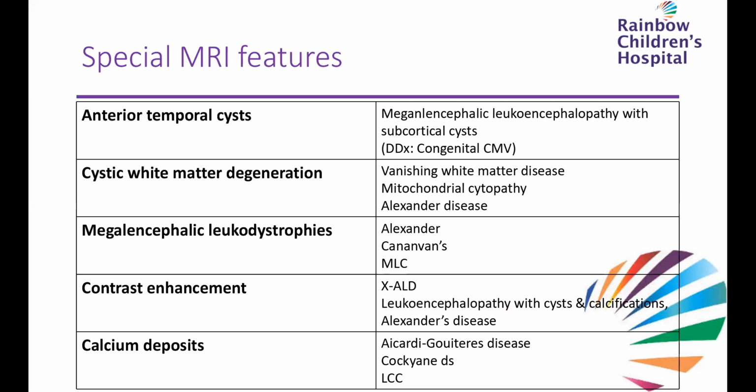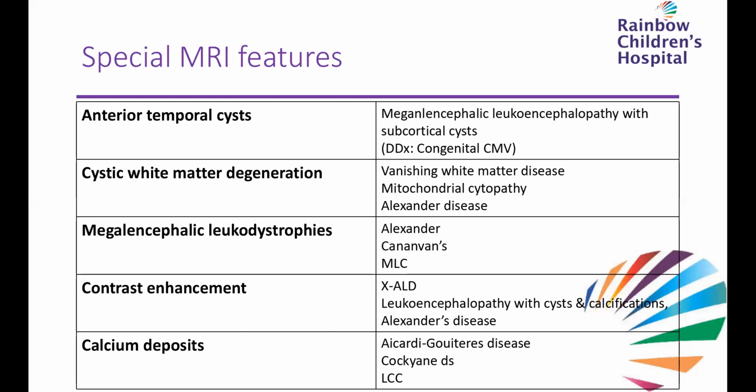So there are a few other special MRI features for kids with leukodystrophy or hypomyelination. Anterior temporal cysts we do see in megalencephalic leukoencephalopathy with subcortical cysts. Cystic white matter degeneration we see in vanishing white matter disorder, mitochondrial cytopathies, Alexander disease. Megalencephalic leukodystrophies, which are with a large head size, we have Alexander's disease, Canavan's disease, and MLC. Contrast enhancement, typically we see in X-linked ALD and Alexander's disease. Calcium deposits we can see in Aicardi-Goutières disease and Cockayne disorder.